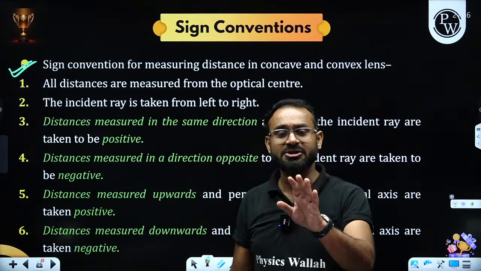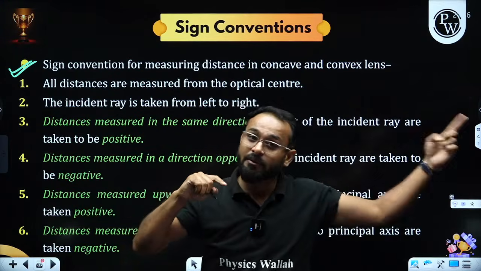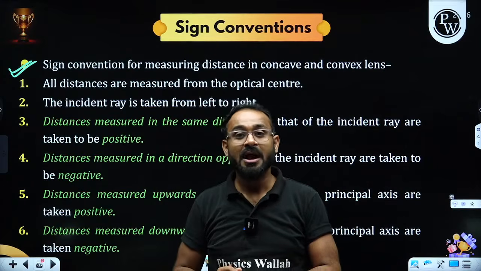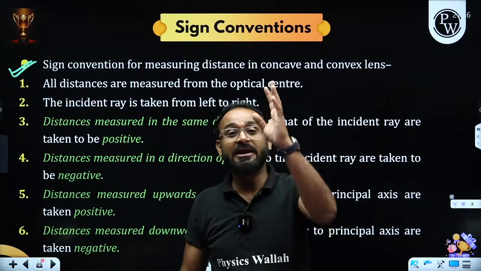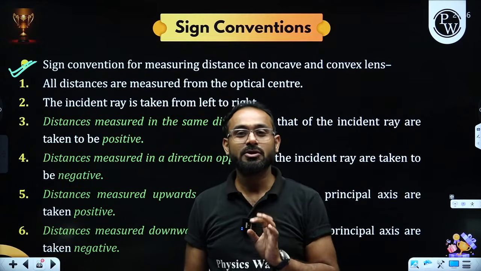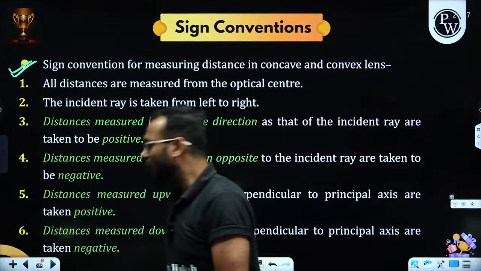Fine. Sign conventions, no change. Object will always be on the left hand side. Image on the right hand side will be positive, on the left hand side negative. Height of object always positive. Real inverted image, height negative. So all the sign conventions are exactly the same. Sir, what else?